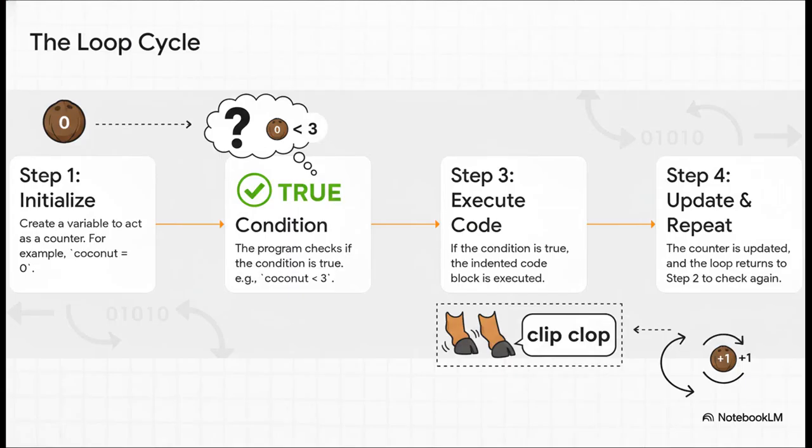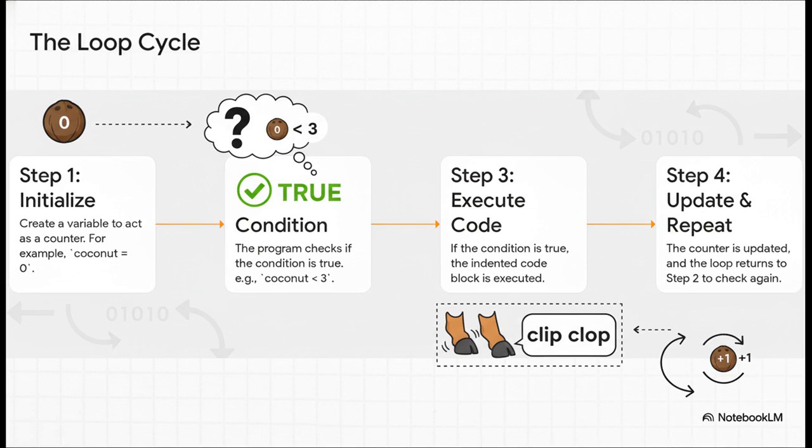Okay, so let's follow the logic. First, step 1, we create our variable, coconut, and we set it to 0. That's our starting point. Then, the computer gets to the while statement and performs step 2. It checks the condition. Is coconut less than 3? Well, right now it's 0, so yep, 0 is less than 3. The condition is true. Because it's true, we move to step 3 and run the code inside the loop.